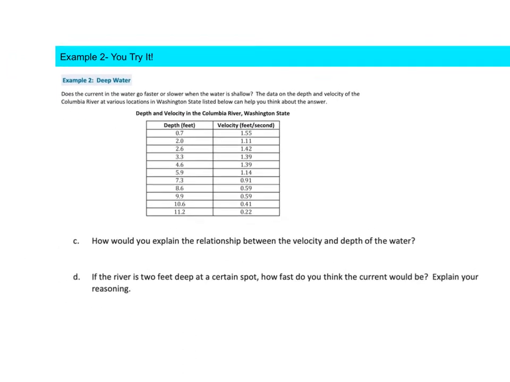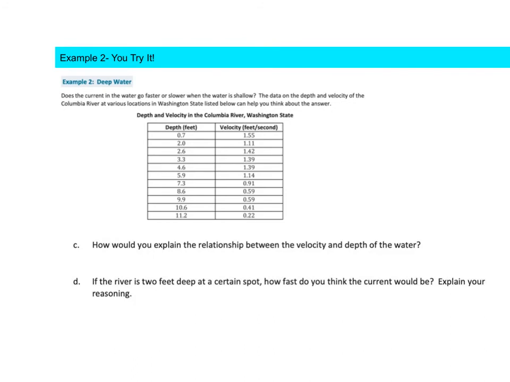All right, this is pretty much the same thing, but I want you to put it in your own words. How would you explain the relationship between velocity and depth of water? And then if the river is 2 feet deep, how fast do you think the current would be? I want you to make a prediction and explain why you chose that number. And we'll go over it in just a second.